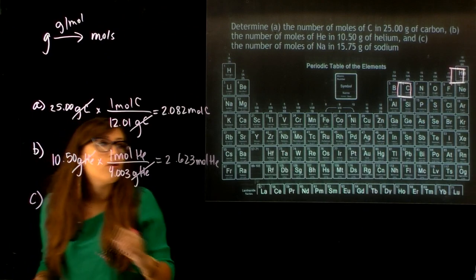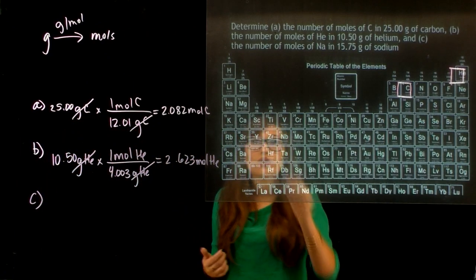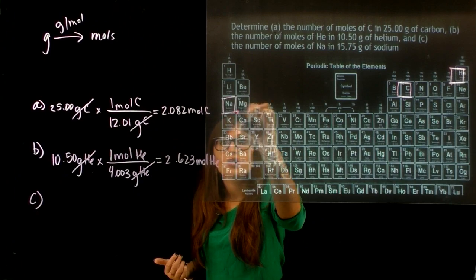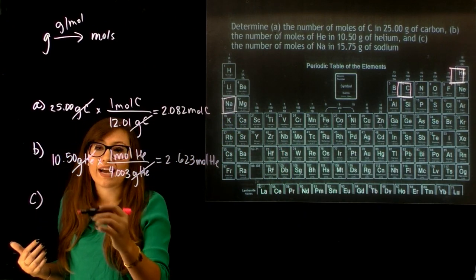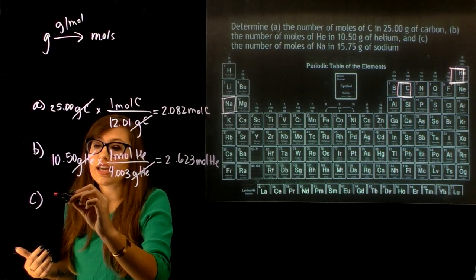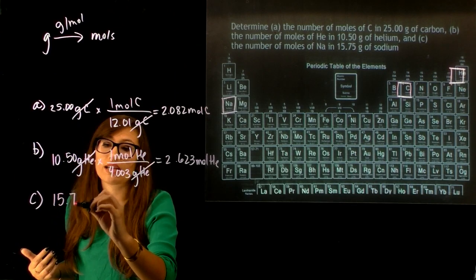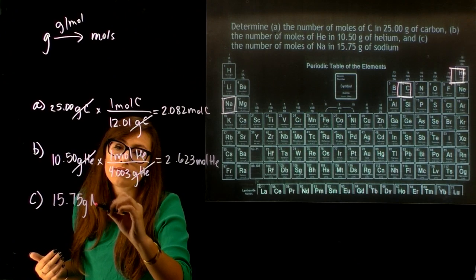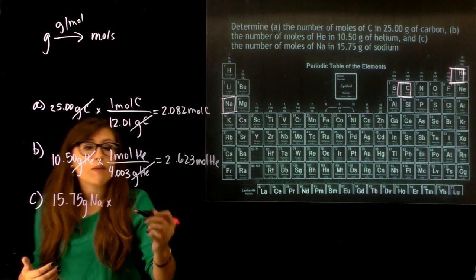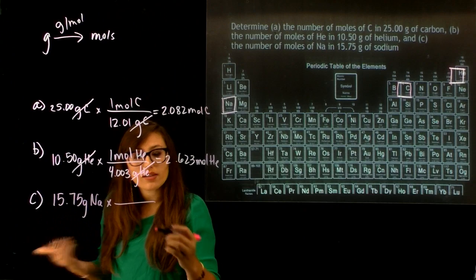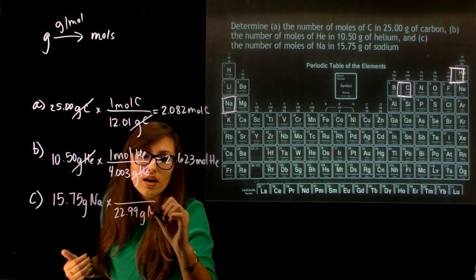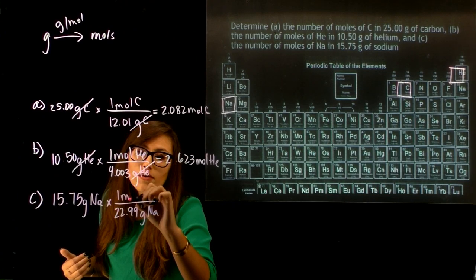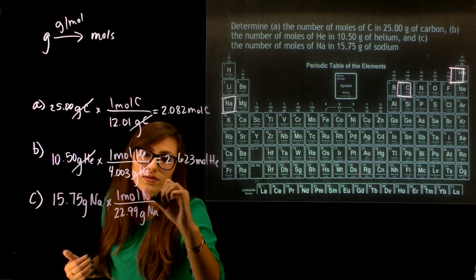We do the same thing for C, which is looking at sodium, which has an atomic mass of 22.99. We're looking at how many moles are in 15.75 grams of sodium. So we have to multiply by the reciprocal of the atomic mass, 22.99 grams of sodium for every 1 mole of sodium.